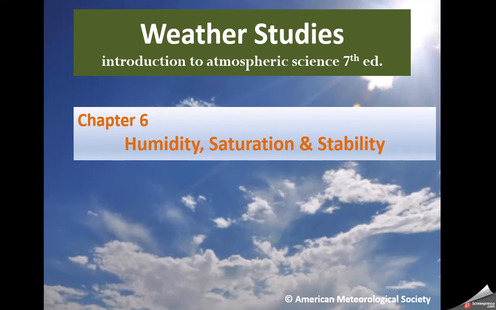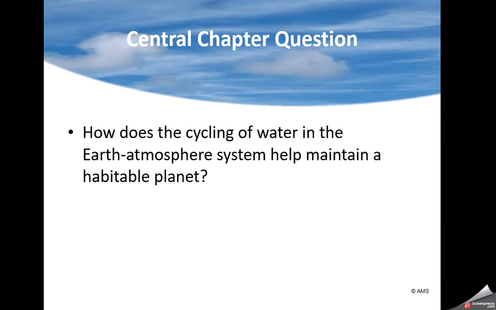Okay, we're moving into moisture or humidity, saturation, stability, all mixed together as part of moisture. Moisture is just water in the air. So that's what we're going to talk about this week. See what we can figure out with that a little bit. So, how does the water cycling impact Earth's atmosphere?